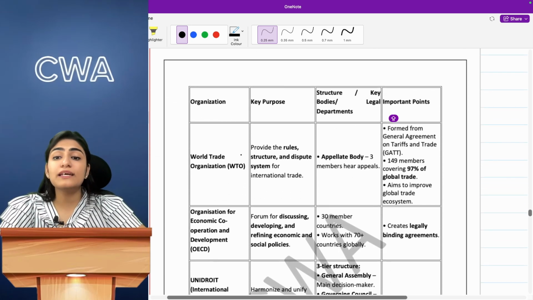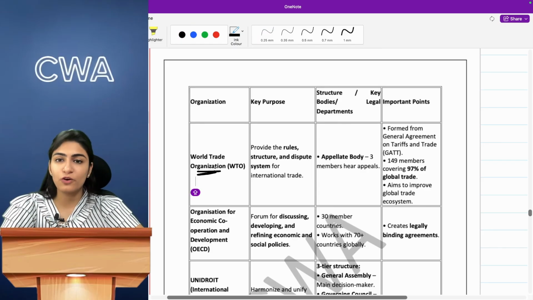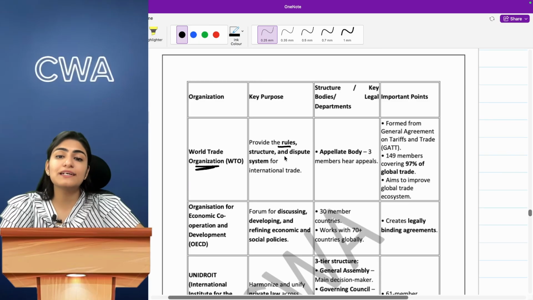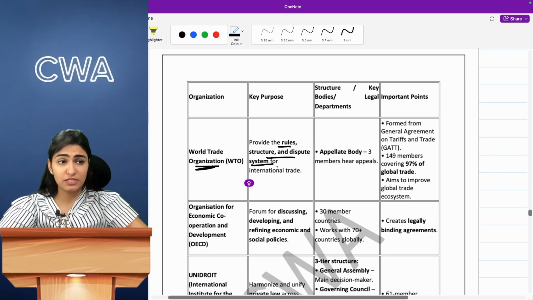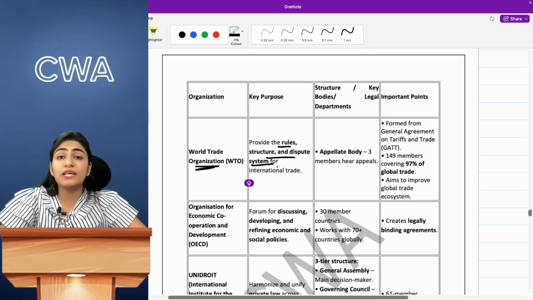The next one is the WTO. We all would have heard about it somewhere or the other. The World Trade Organization. It provides the rule structure and dispute system for international trade. What are the rules, etc., that are supposed to be applicable?